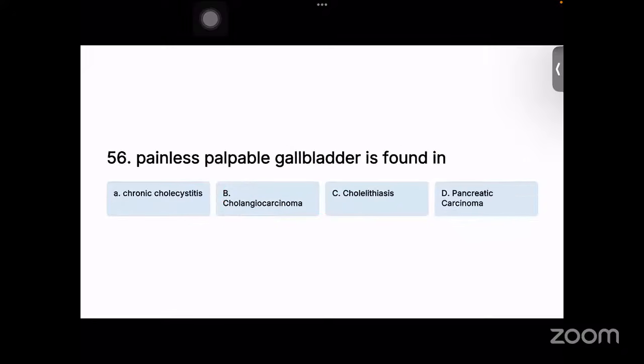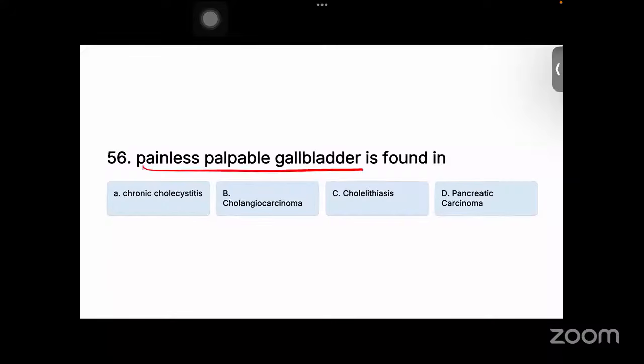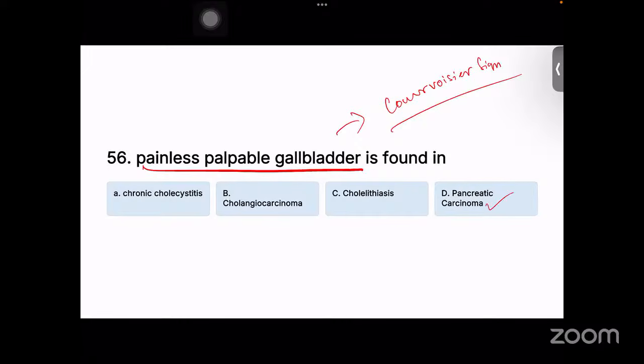Okay, next. Painless palpable gallbladder. We will discuss that at the end of the session because we have 20 more questions to go. We will finish up the review and then clear all the doubts one by one. Hopefully it gets piled up with the points. So painless palpable gallbladder, especially in a jaundiced patient, is Courvoisier sign. It is a typical straight question: classic Courvoisier sign is seen in pancreatic carcinoma.